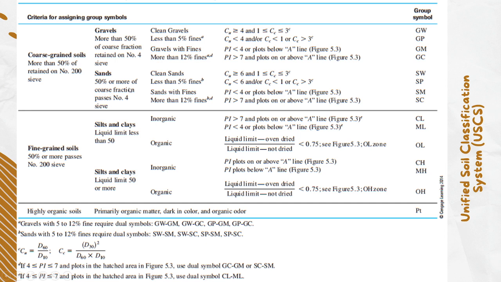So, we will use this table. Check first if the percentage retained on the number 200 sieve is more than 50%, and if 50% or more passes the number 200 sieve, it is fine-grained. And take note of the notes. You have to check the percentages of gravels and sands, compute the uniformity coefficient as well as the coefficient of gradation, and compare the plasticity index, whenever applicable. And when using this table, you will always move from left to right until you arrive at the group symbol.